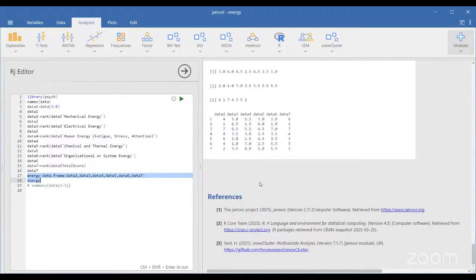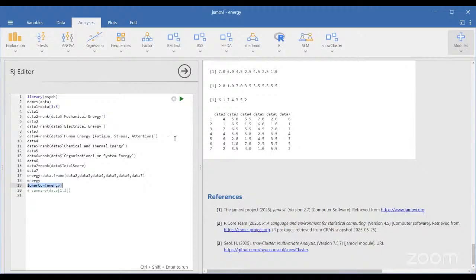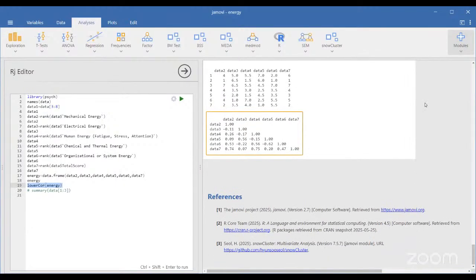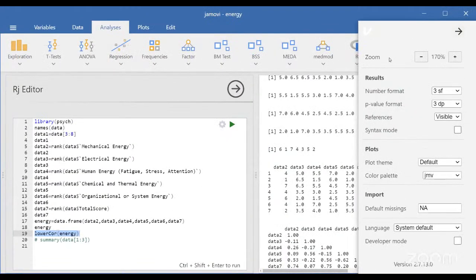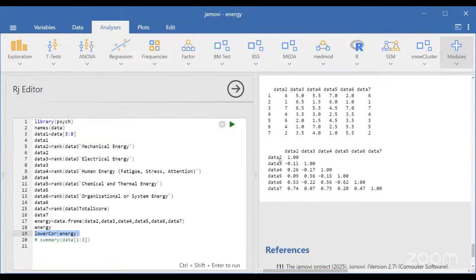Now you write down lower code. Okay. Bracket energy. Run. Enter. So this is the energy. Now, this indicates the correlation among the respondents by the variable. Data 2 is mechanical. So, no, energy. Data 1, data 2, this data 2 versus data 6, and data 7 is the total.